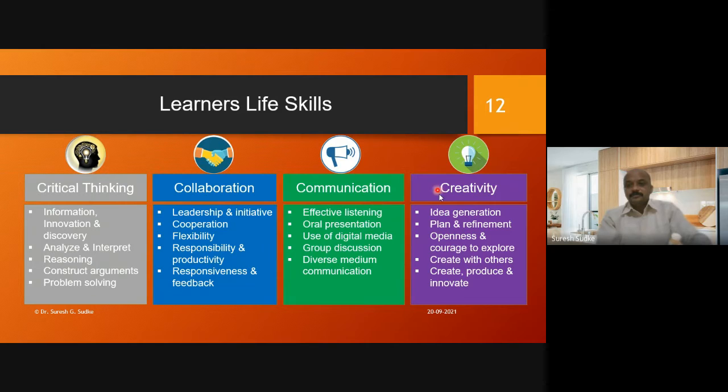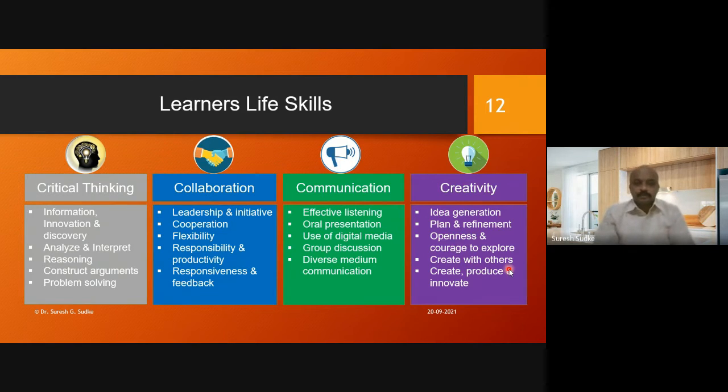Then, next, our students should be creative. They should generate ideas. They should work. They should plan. And there should be refinement of that particular idea. There must be openness to exchange their ideas with others. And there must be courage. They should have the courage to explore their skills in front of others. They should create with others. They should create, they should produce, and they should innovate. And this is nothing but the creativity skill of our students.